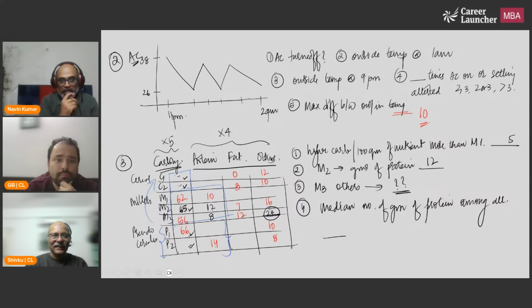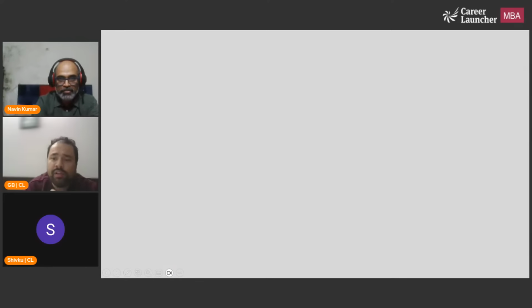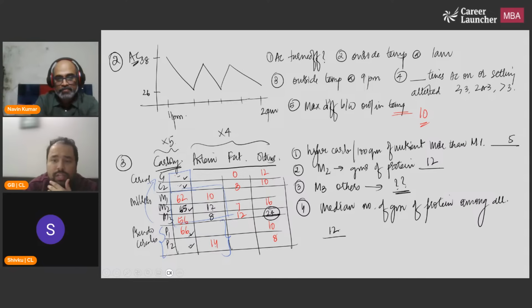Okay. The median number of grams of protein question, the answer was 12. This is guaranteed, it was 12. So this was 12. Two values were 12. Median was 12, Tarush. Median was 12, guys. So that's perfect.